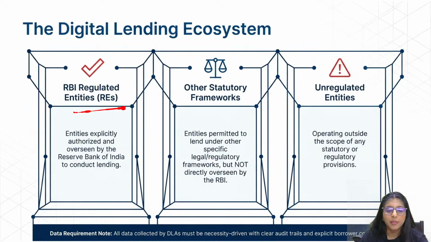Then unregulated entities. These are risky categories, basically. These are potentially unsafe or non-compliant lenders. Okay, read this once.